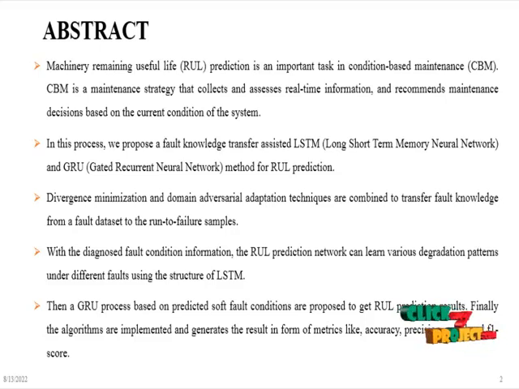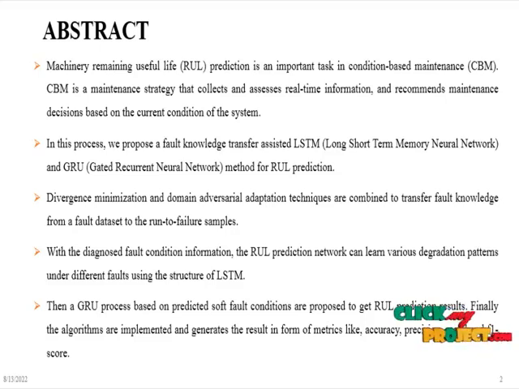In this project, we propose a fault knowledge transfer assisted long short-term memory neural network and gated recurrent unit neural network method for remaining useful life prediction. Divergence minimization and domain adversarial adaptation techniques are combined to transfer fault knowledge from a fault dataset to the run-to-failure samples. With the diagnosed fault condition information, the remaining useful life prediction network can learn various degradation patterns under different faults using the structure of the long short-term memory neural network.